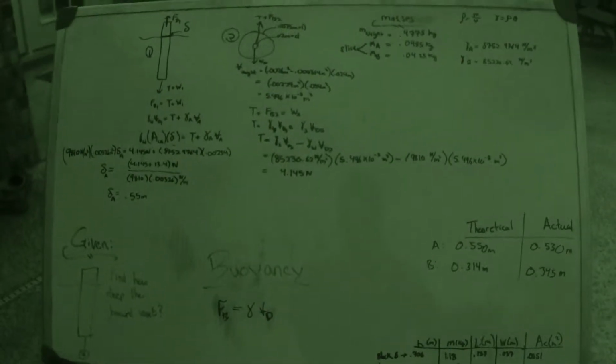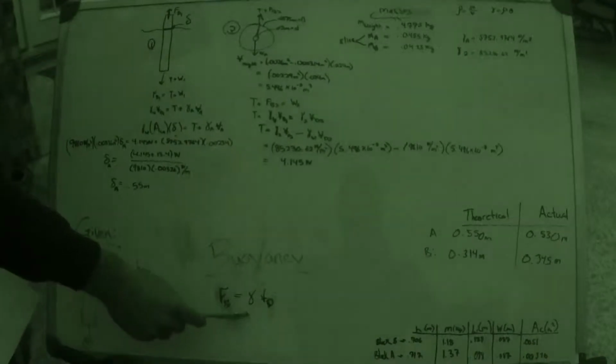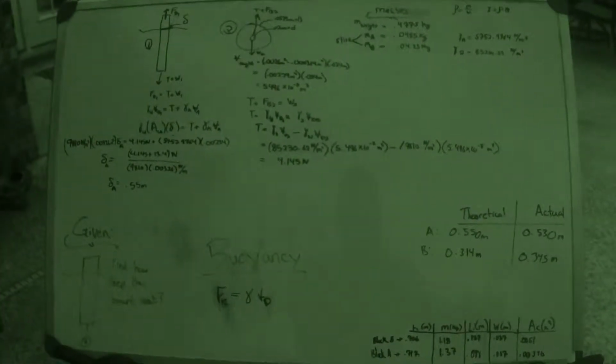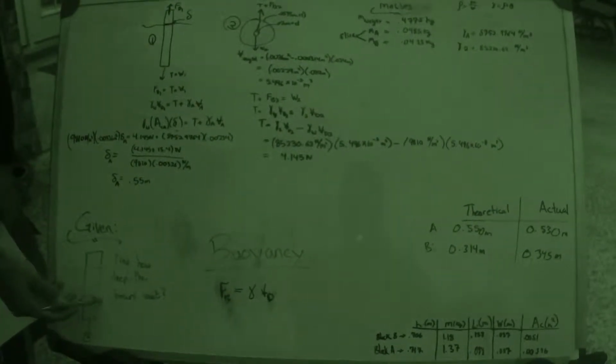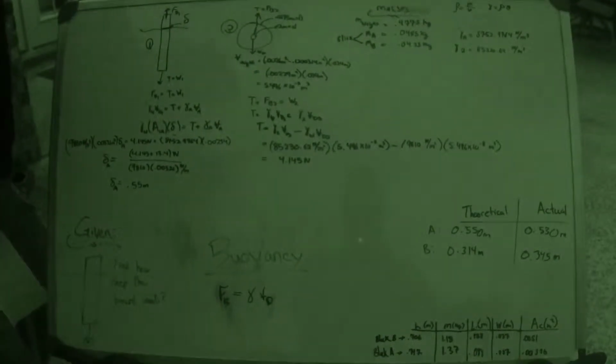Today's experiment, we are dealing with buoyancy. Buoyancy is defined as the buoyancy force equal to gamma times the volume of that object. Our question today we're trying to figure out is: find how deep the board will go, given the weight on the end of the board.